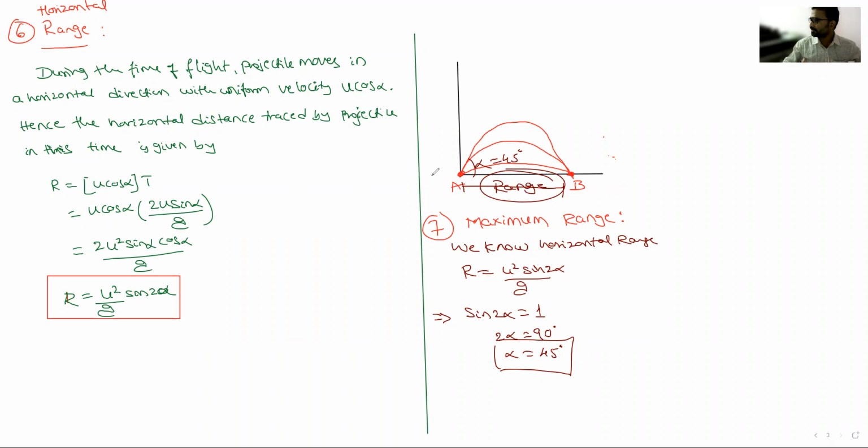If your alpha value is less than 45 degrees, you will not get the maximum range; you will get less than the maximum. If you go beyond 45 degrees, then also you will get a smaller value. When you project a particle at an angle of 45 degrees, then only you will get the maximum value of range. This is a multiple choice question. In order to get the maximum value of range, the angle of projection is 45. He may give you 90 also as an option, but don't take the 90.